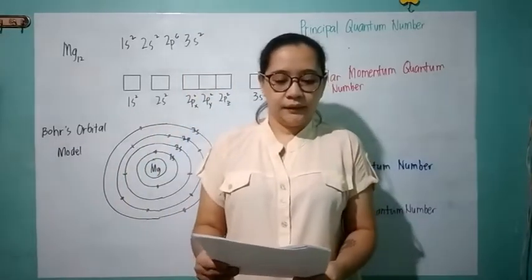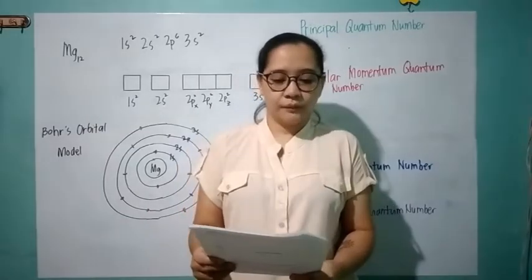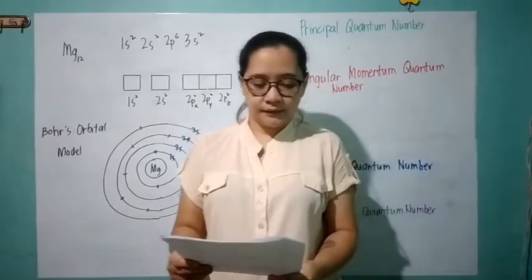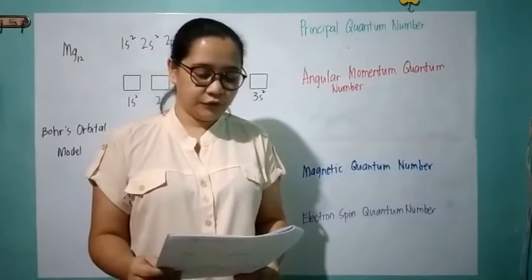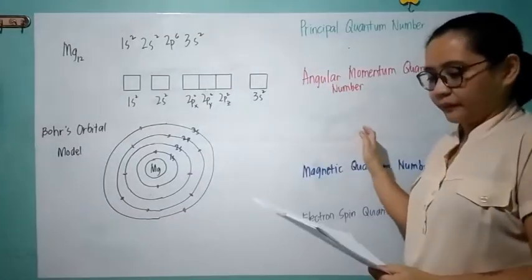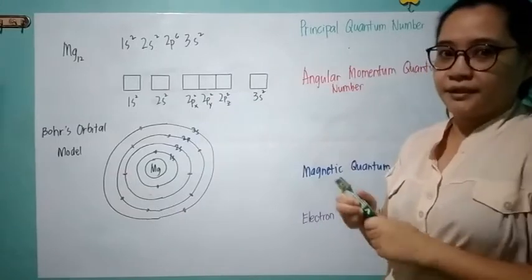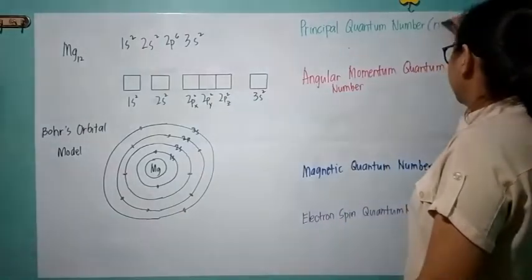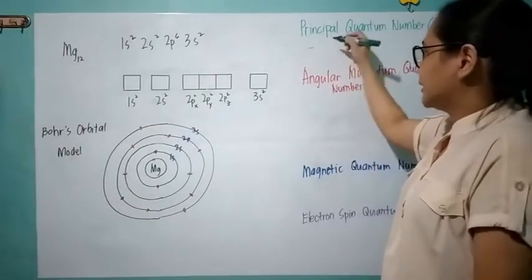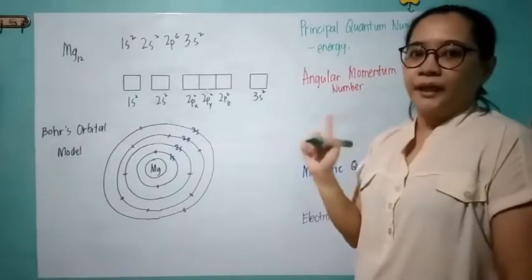He formulated an equation that describes the behavior and energies of submicroscopic particles in general. These energy states and wave functions are characterized by a set of quantum numbers. First quantum number is the principal quantum number, which is represented by n. This quantum number describes the energy level of each electron.